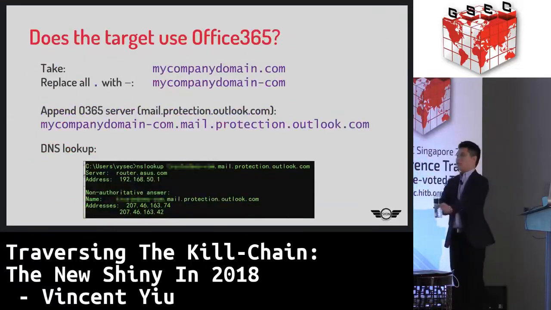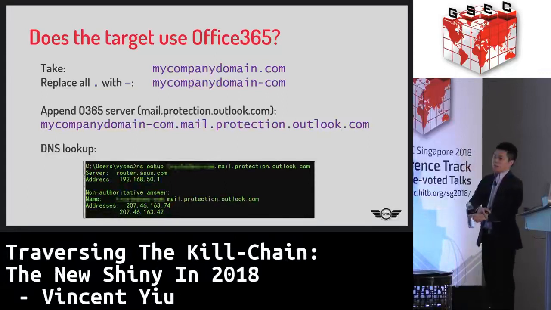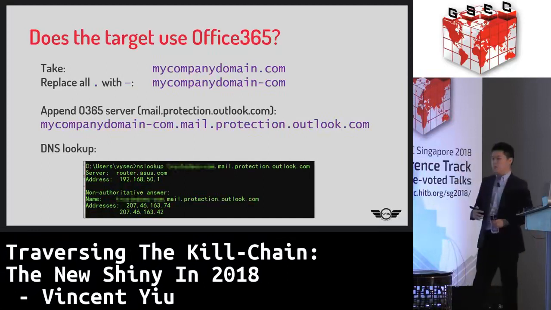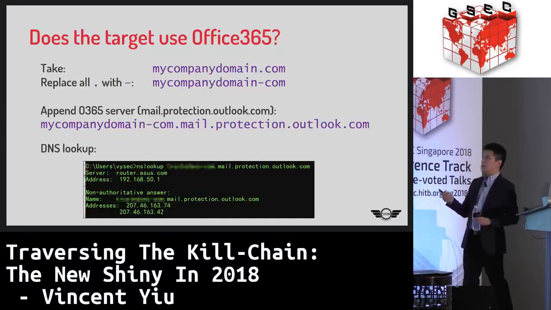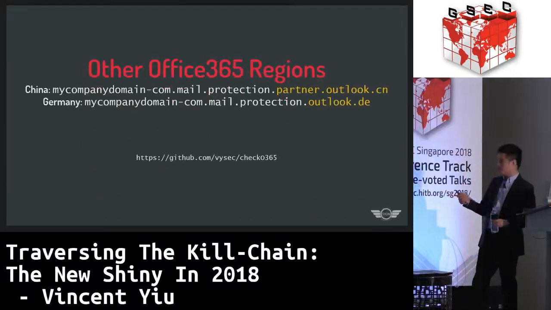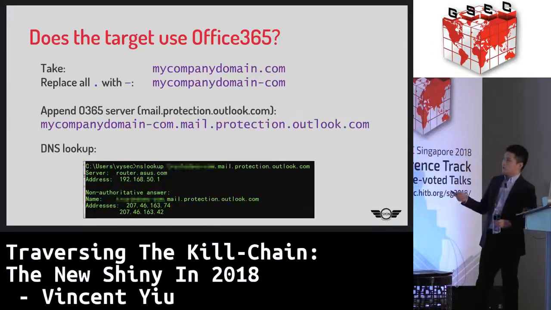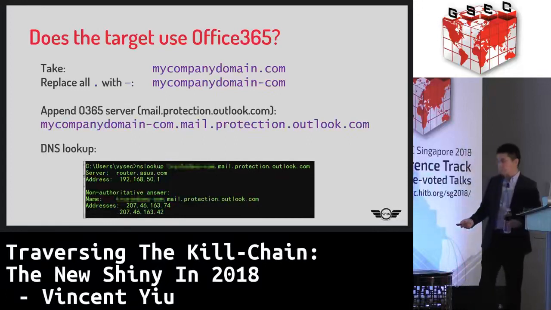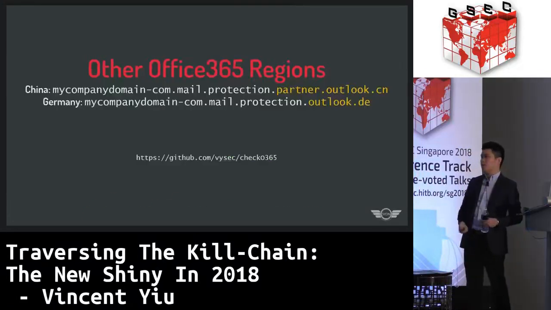So how do we exploit this sort of thing? And how do we know where we can use this attack? We know whether a target uses Office 365 blindly by doing a DNS request. If your company domain is yourcompany.com, then you can replace the dot with a dash, so like I've done here, you get mycompanydomain-com, and append mail.protection.outlook.com. If you do a DNS request and it comes back with an IP address, it means that they're an Office 365 tenant. If you don't get anything, then it just means that you've got to use a different spoofing method or attack.